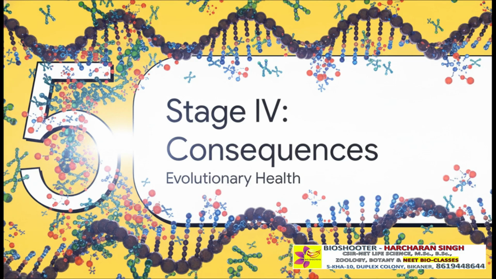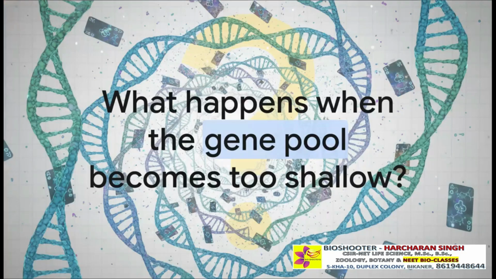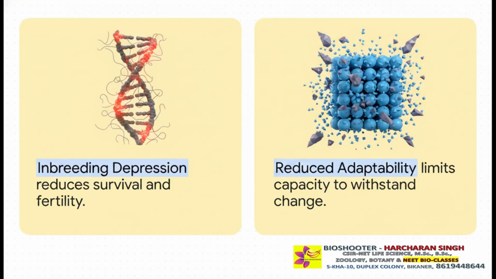Stage 4, Evolutionary Consequences. So we have to ask, what are the actual stakes for the species when genetic variation drops this drastically? Like, what actually happens when a population is essentially playing with only a quarter of a genetic deck of cards for hundreds of years? Well, we end up seeing a devastating two-front consequence.